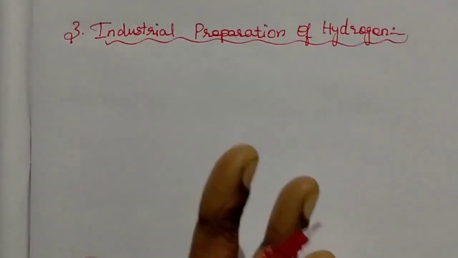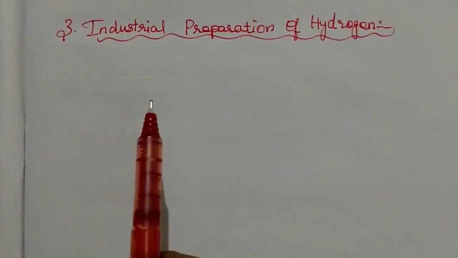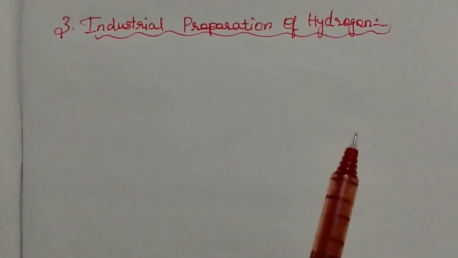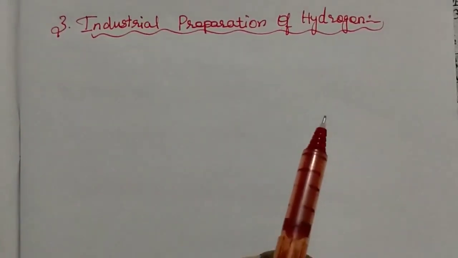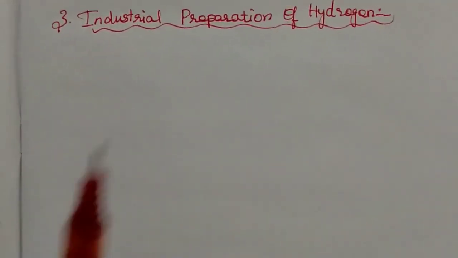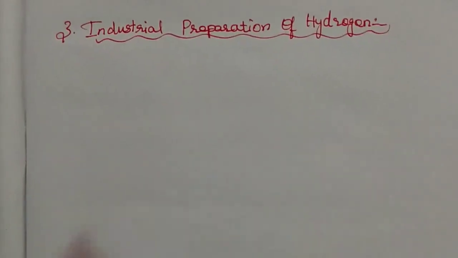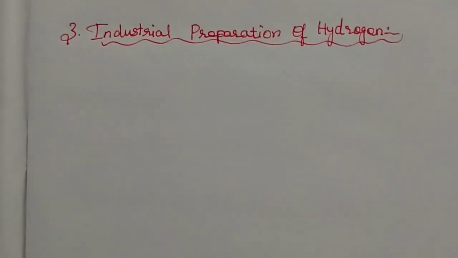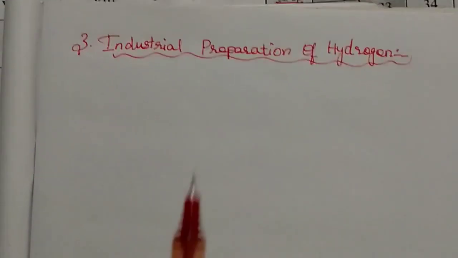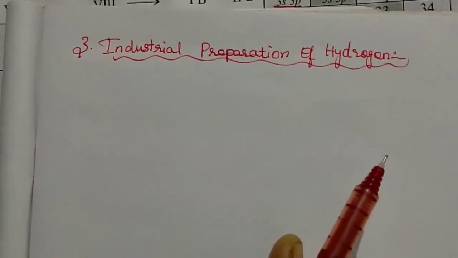So totally three types of preparation for hydrogen. First type, electrolysis of water. Second type, laboratory preparation of hydrogen. Third type, industrial preparation of hydrogen. So the third type is a large scale one, and it is affordable and economically good.